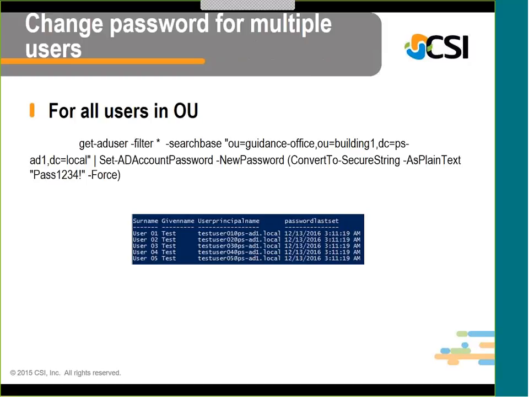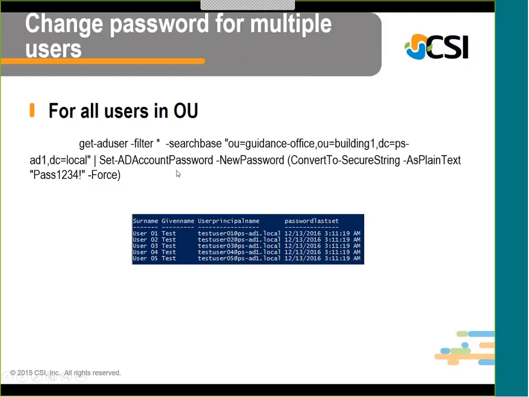Okay, now what if you want to change everybody's password in an OU? Well, we can use that. What we can do is you can pipe commands into other commands. And so what we're going to do is first get a listing of all the users that are in the guidance office OU. That's the first one. But then we're going to pipe that information into the set password command. And so what that will do is change the password for everybody in that OU.